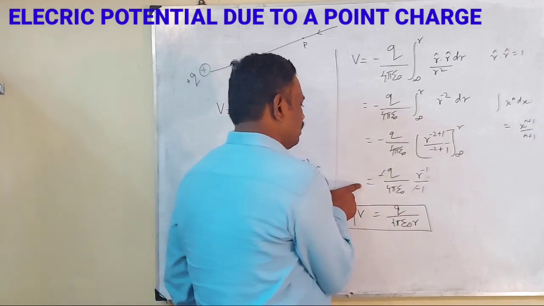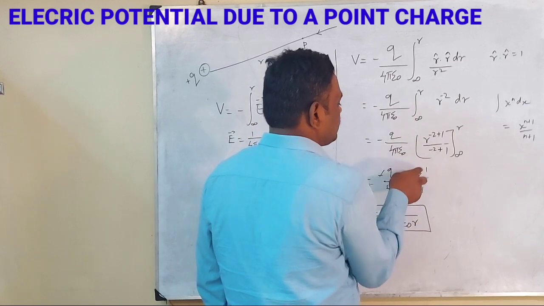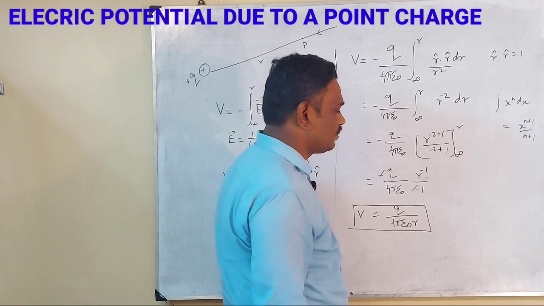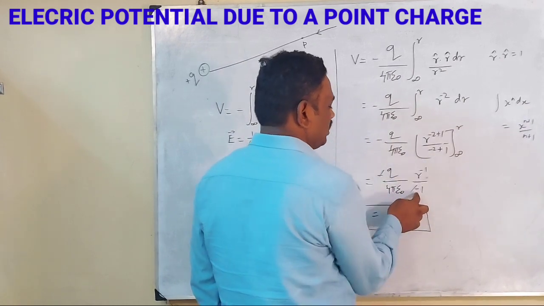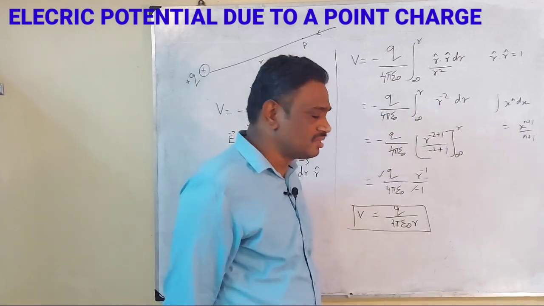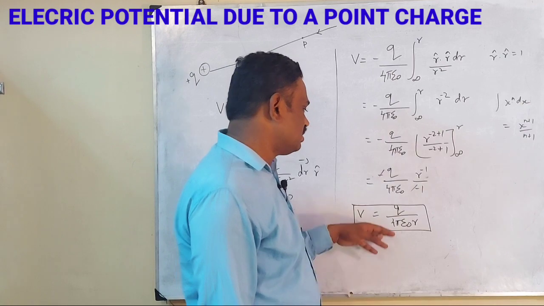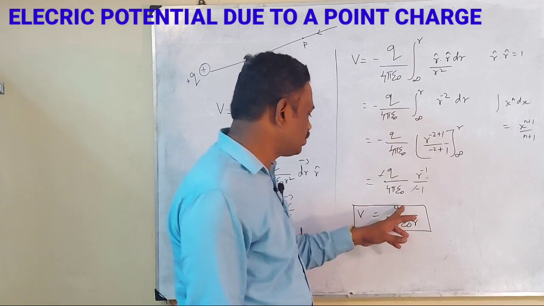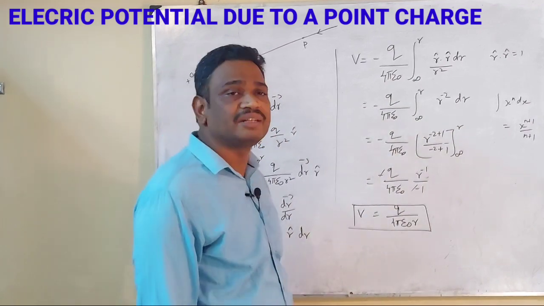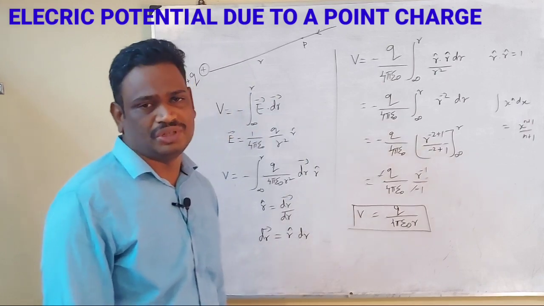In the next step, minus 2 plus 1, when I add, we will get minus 1, and here also we will get minus 1. So, the minus signs cancel, and there will be R inverse. When we take this R inverse to the denominator, it will become 1 by R. So, the final expression is V is equal to Q by 4 pi epsilon naught R. This is the final expression for electric potential at a point P due to a point charge.